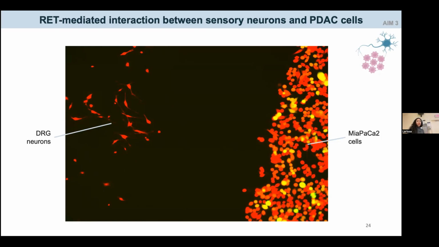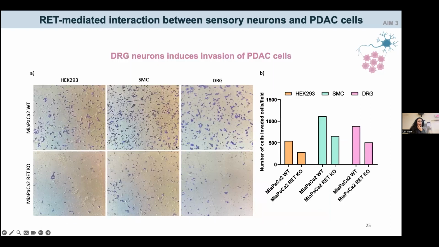The primary goal here is to establish a timeline going from 0 to 72 hours, which will enable us to see the migratory ability of cancer cells, and potentially we could see the directional neurite outgrowth towards the cancer cells. Next, we aim to determine whether cell functions mediated by RET, such as cell invasion, could be activated through co-cultivation with DRG neurons.